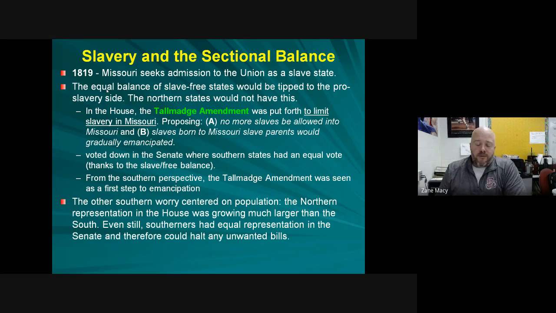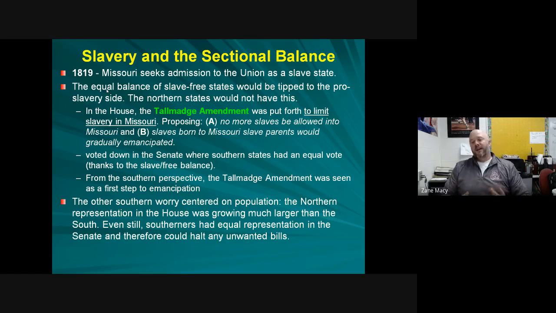Now, it was voted down in the Senate where Southern states had an equal vote, because we had an equal number of slave states and free states, and slave state senators were not going to vote in favor of any limitation to slavery, because the way that they looked at it, if they gave in to any limitation of slavery, that was the first step towards eventually abolishing slavery.